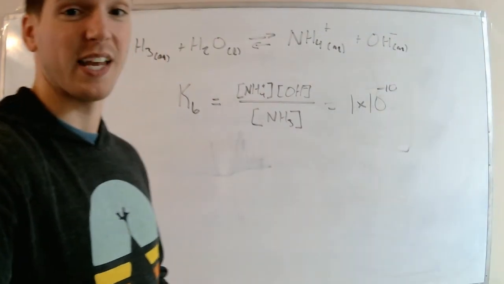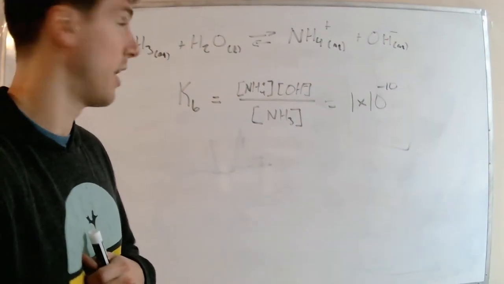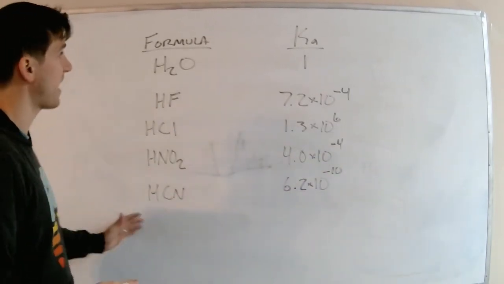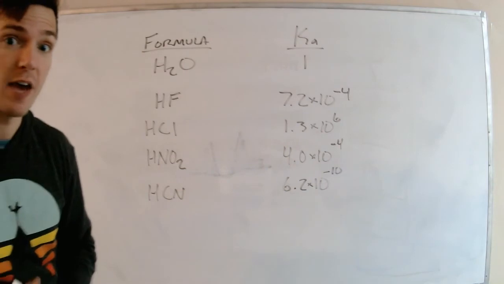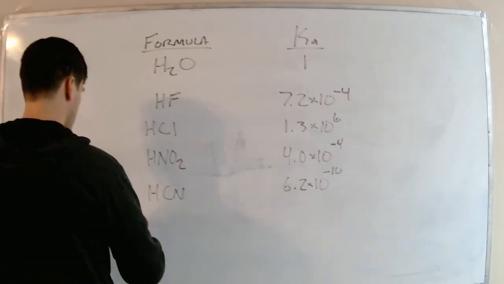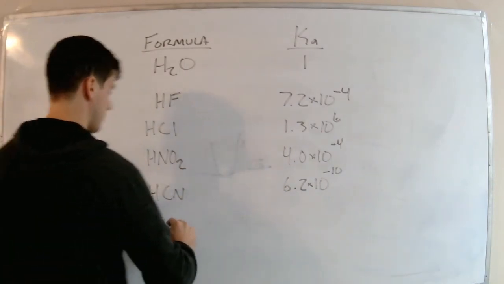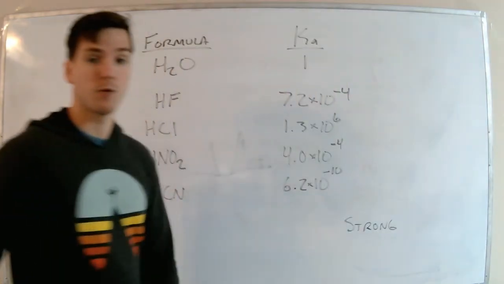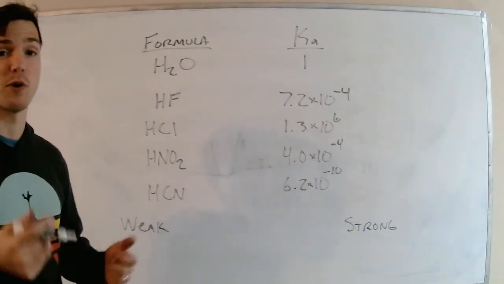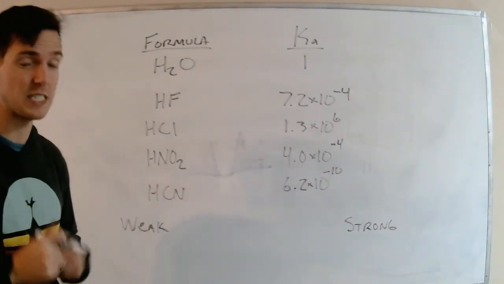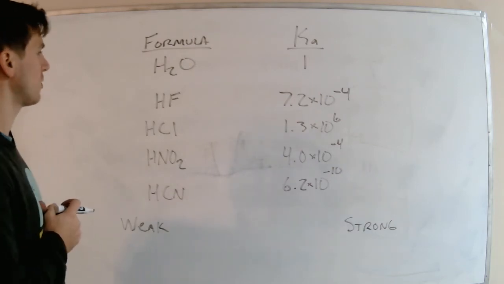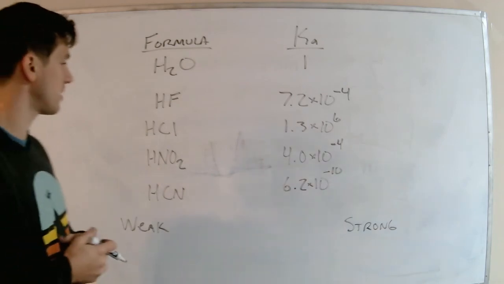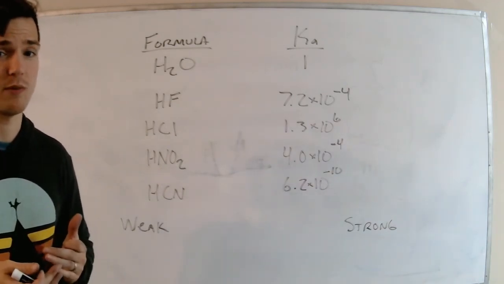So let's go ahead and put some of that Ka knowledge to the test. What we have here is a list of acids and their Kas. And what I want you to do is rank them from weakest to strongest based on their Ka. Remember, I stated that the higher the Ka, the more it dissociates. The more it dissociates, the stronger it is. So let's start with our weakest. What is going to be our weakest acid here? Which one has the lowest Ka? Which one's not going to dissociate very much?